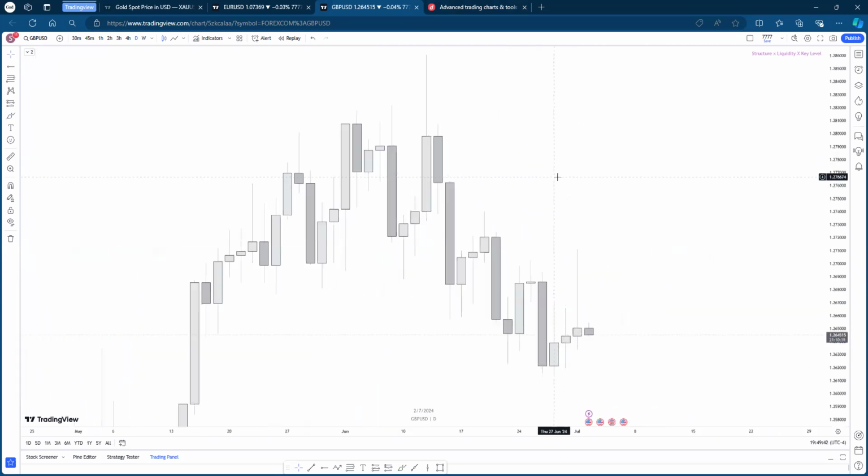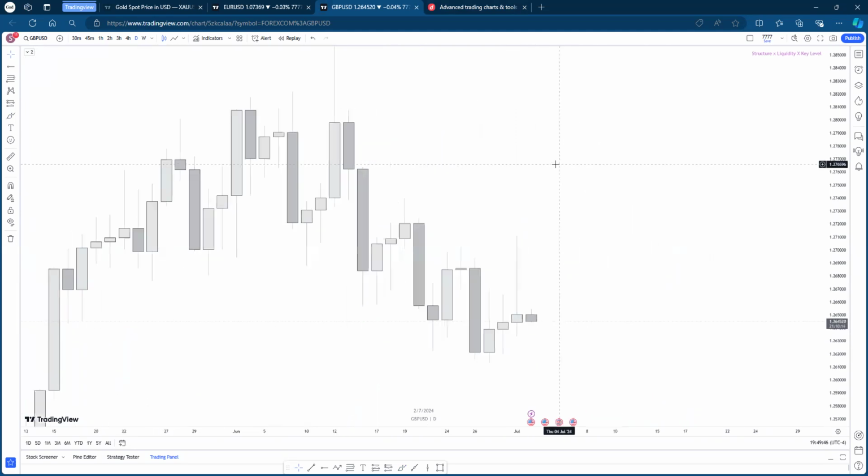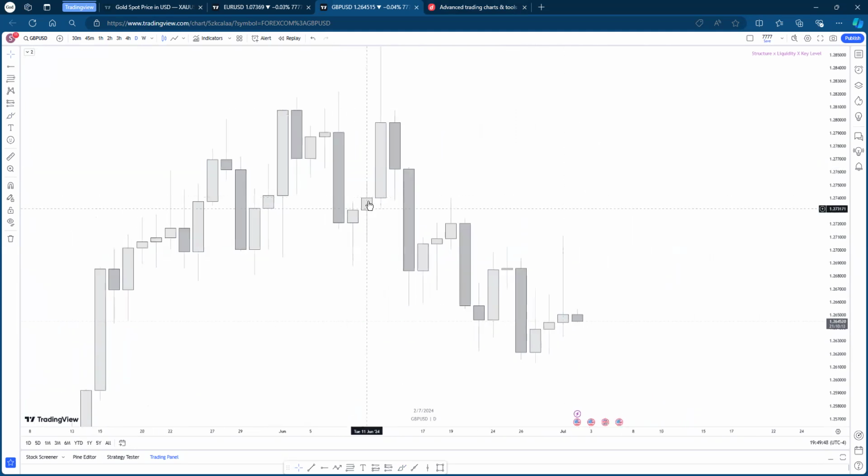I've taught you how to build bias already. Candle closures matter a lot. Pay attention to price now. Two consecutive candles to the upside. Price broke below. Now, we didn't engulf, but you can see we had a break of structure to the downside.